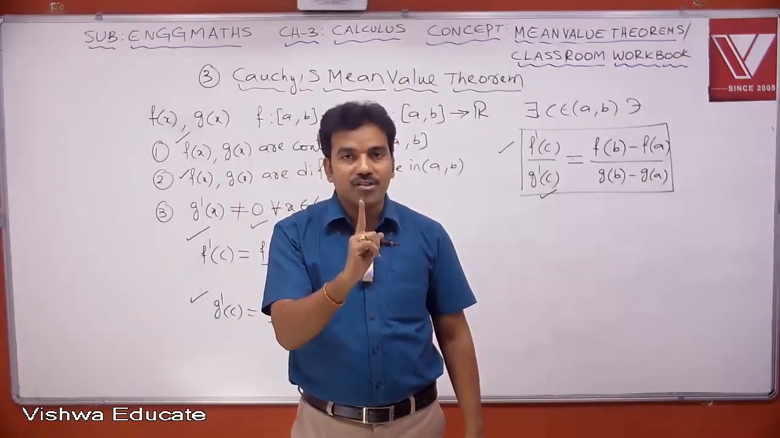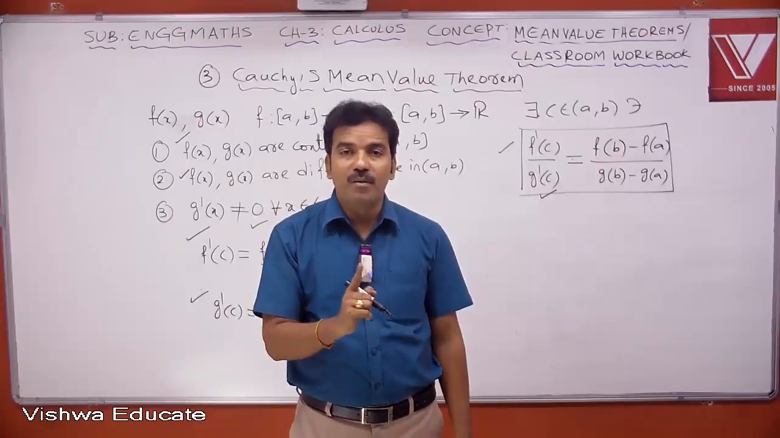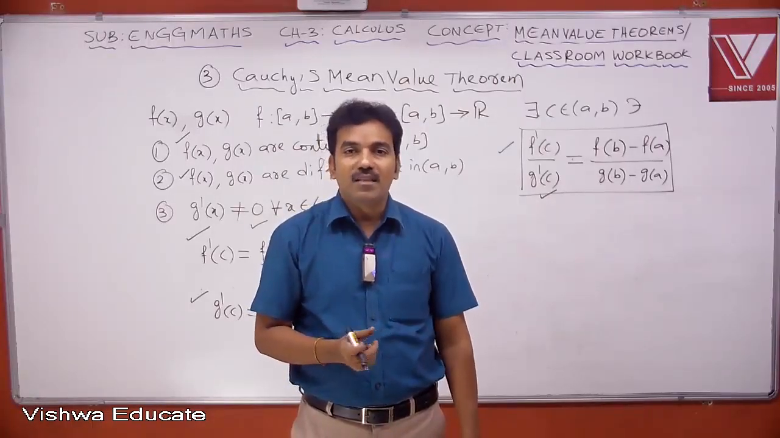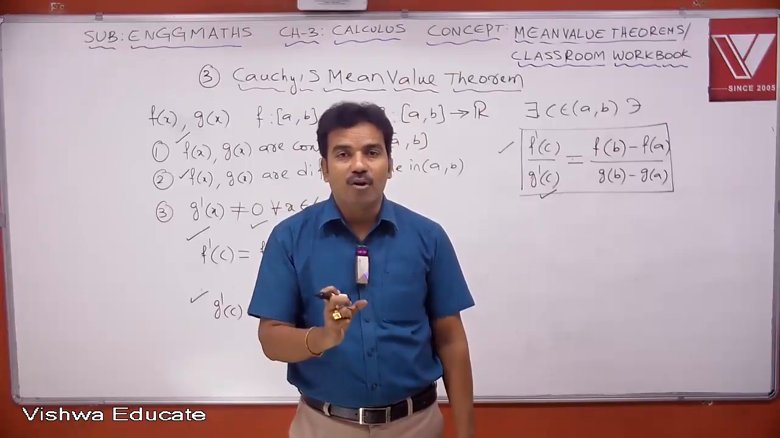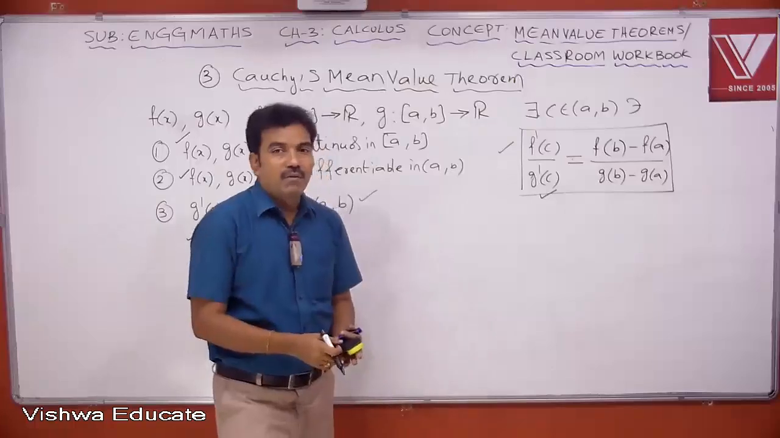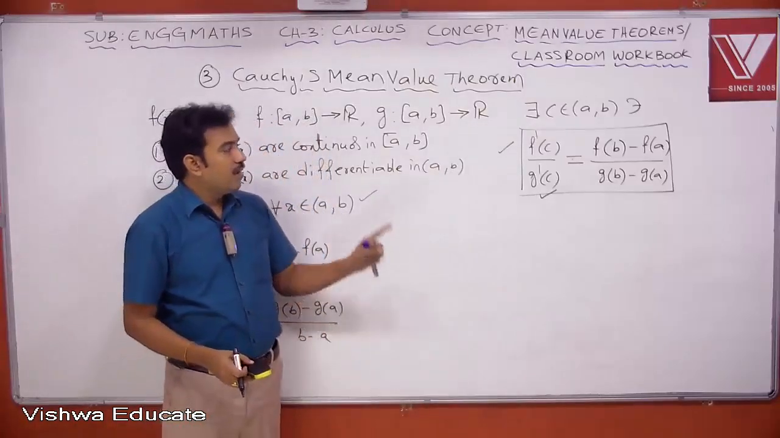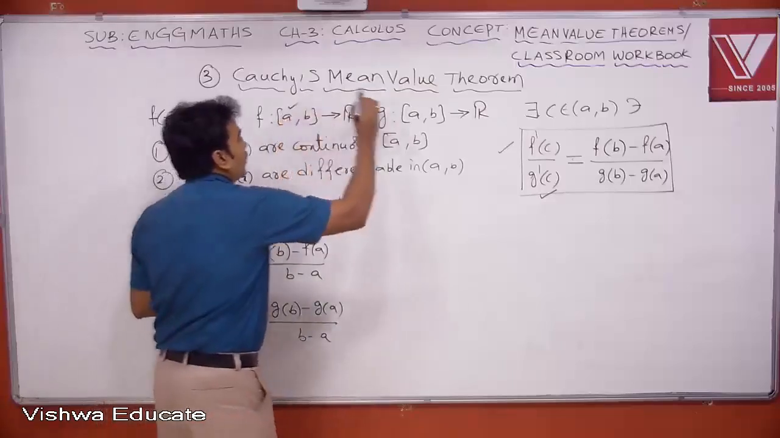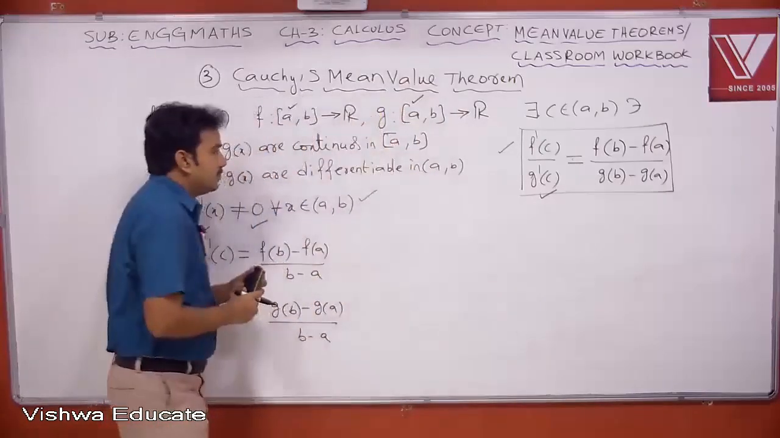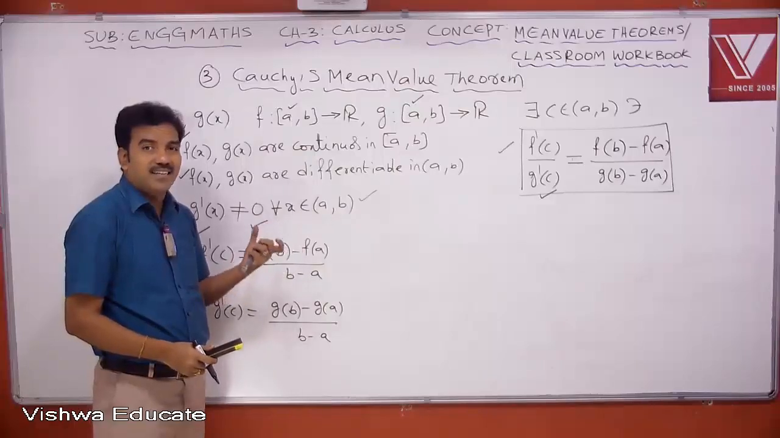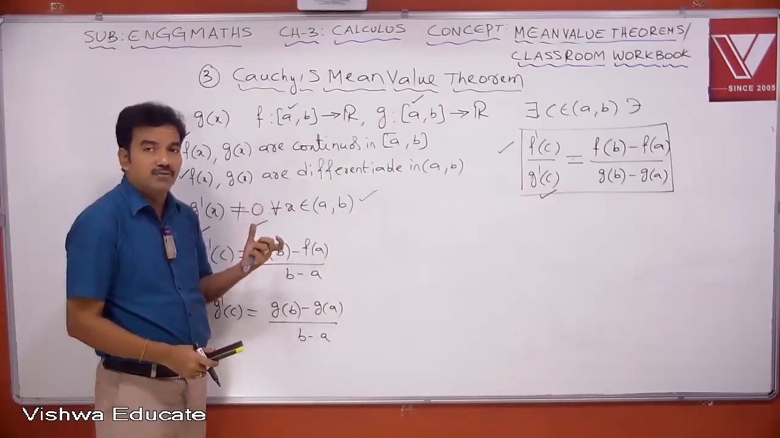At least at one point C, f dash of C is f of b minus f of a by b minus a. In case of Rolle's theorem, since the function takes the same values at the endpoints, f dash of C becomes 0. Now in this case, we were applying Lagrange's mean value theorem for two different functions defined in the same closed interval a comma b. Therefore, it clearly indicates that Lagrange's mean value theorem is the most basic mean value theorem.